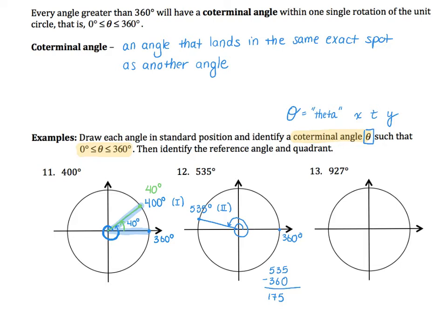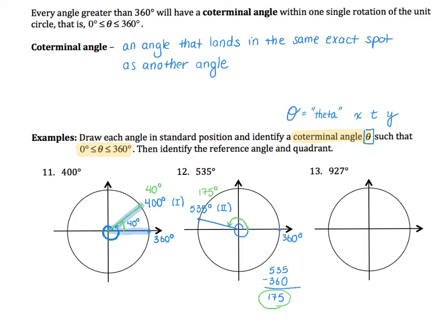In other words, going around one full time and then going around a full 535 degrees is equivalent to just starting in standard position and rotating a plain old 175 degrees. So 175 is coterminal with 535 degrees. And then it becomes a little easier to answer the question, what is the reference angle, right?